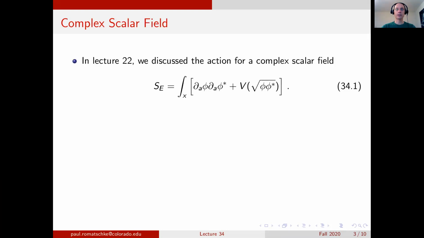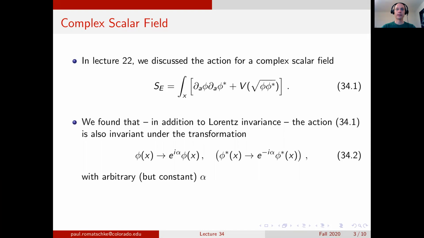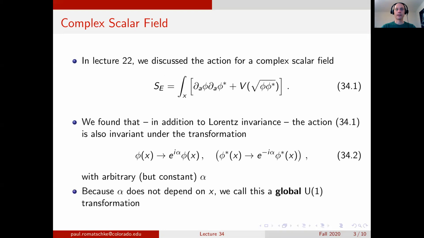To get started, recall that in lecture 22, we discussed the action for a complex scalar field that is given in equation 34.1. We found that in addition to Lorentz invariance, the action S_E given in this equation is also invariant under the transformation phi goes to e to the i alpha phi, where alpha is an arbitrary constant. Because alpha is a constant and as such does not depend on space or time, we call this a global U(1) transformation.